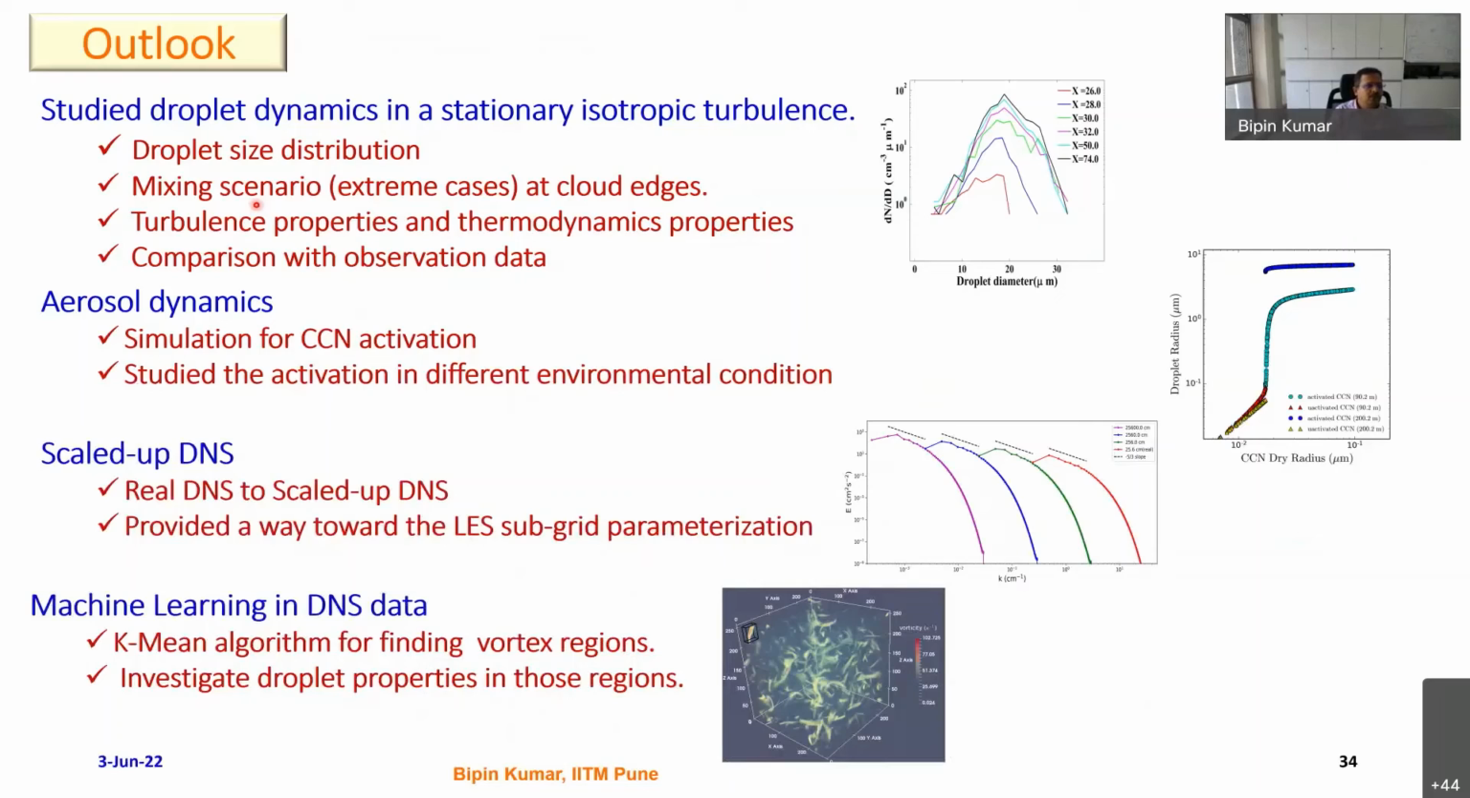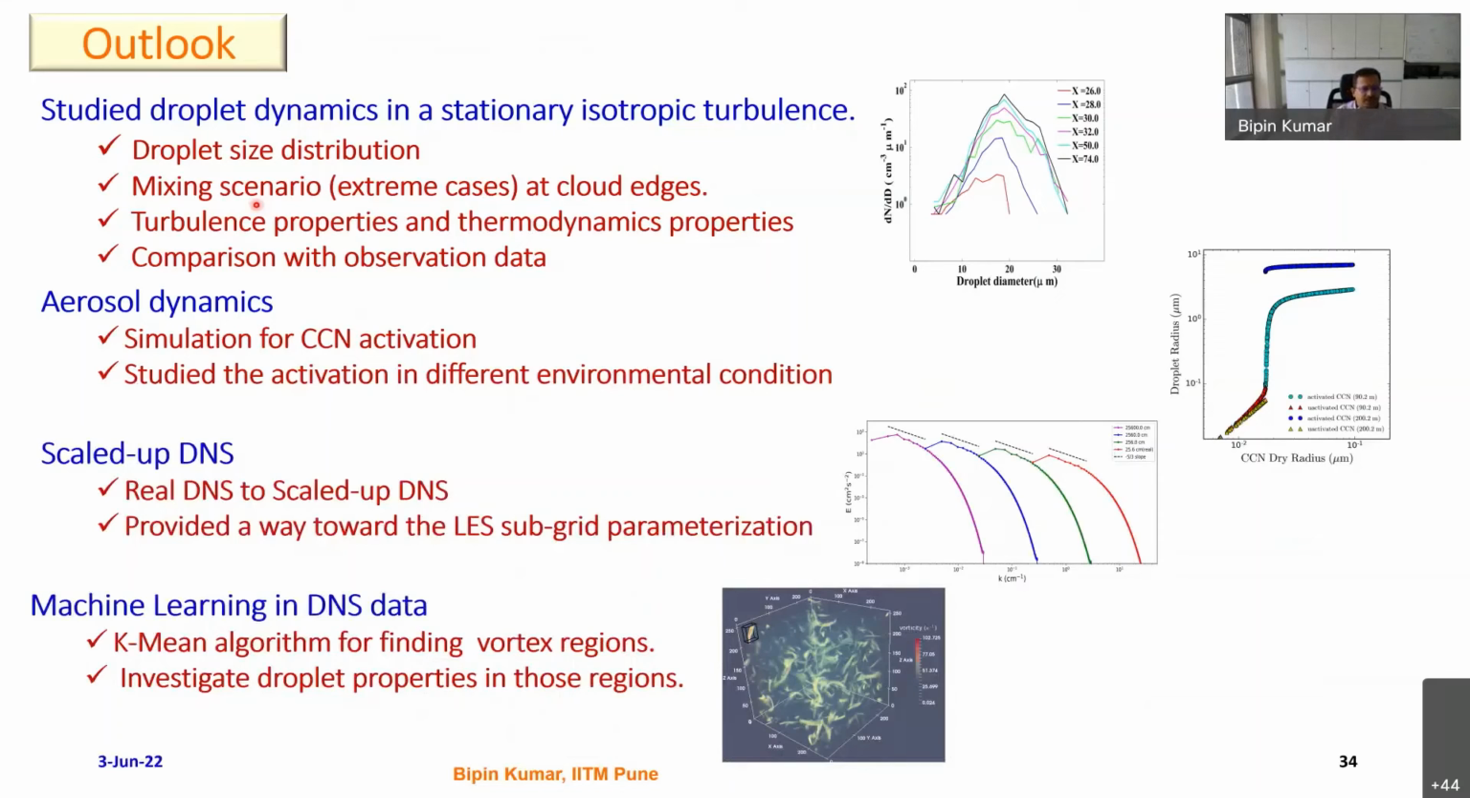First, we studied the droplet dynamics in simple isotropic turbulence, starting with a constant temperature, and studied the droplet size distribution and phase relaxation. Phase relaxation time means whether the phase will change or not, whether the droplet water will evaporate or condense or not.